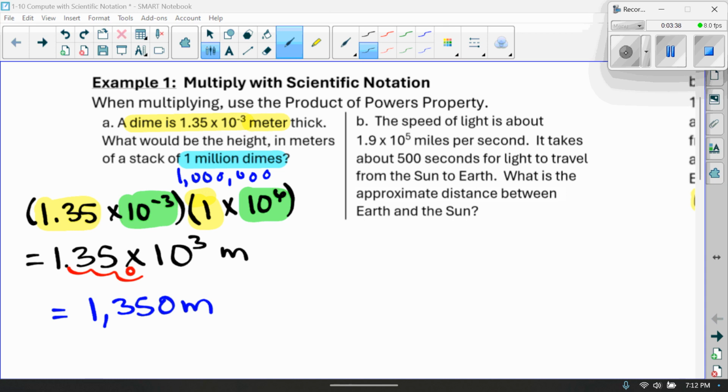So I want you to press pause, and then try example 1b on your own, and then press play again so you can see the rest of the solution.